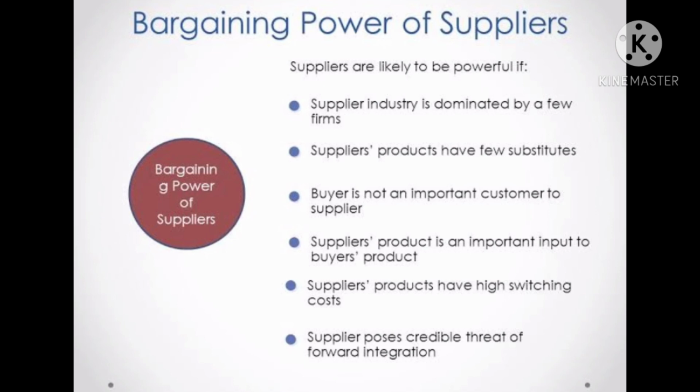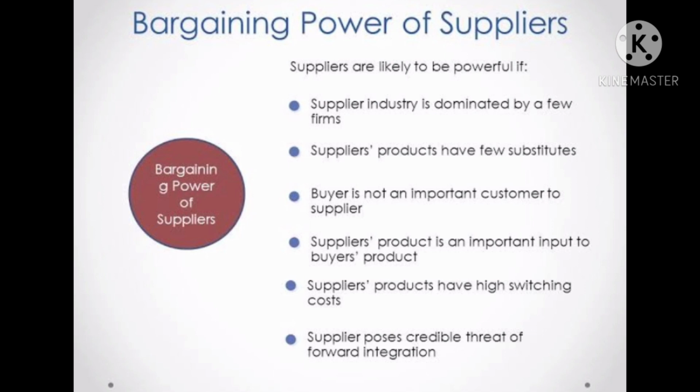Now buyer is not an important customer to supplier. So buyer means who? Customer of the company. But for the supplier, who is the customer, who is the buyer? Industry or the company will become the buyer. So buyer now is not an important customer to supplier.